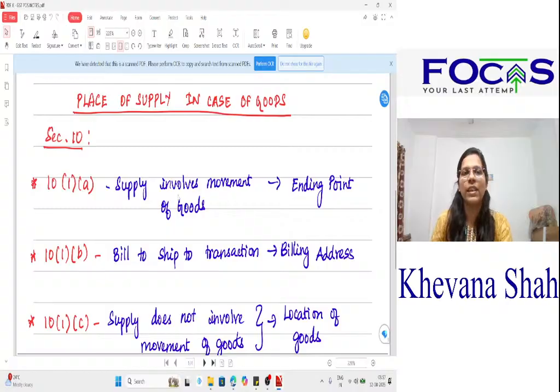So under section 10, we have various subsections. So place of supply in case of goods, it comes under your section 10. So section 10(1)(a) says that supply involves movement of goods. So what is the place of supply in case the supply involves movement of goods? So whenever there is a movement of goods, always the ending point of those goods, where those goods are being delivered, that will be your place of supply.